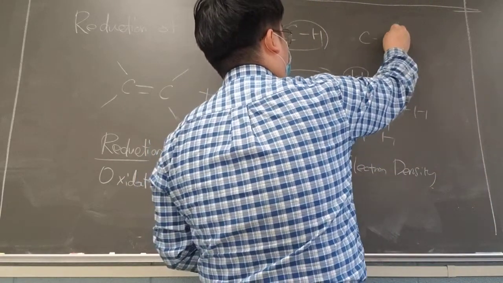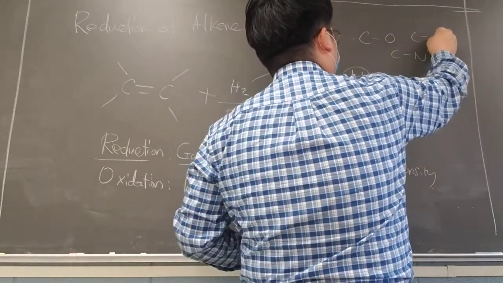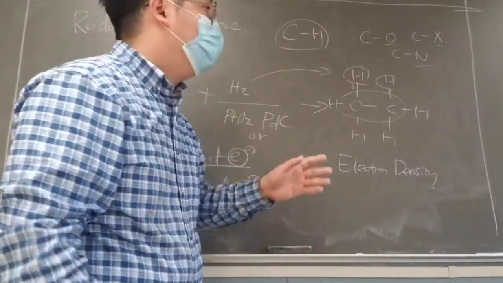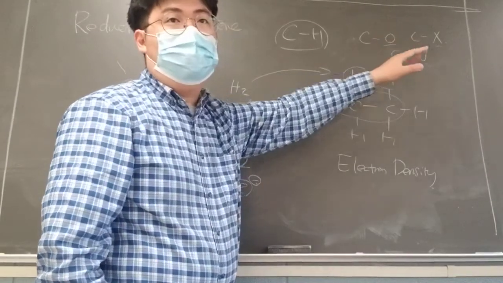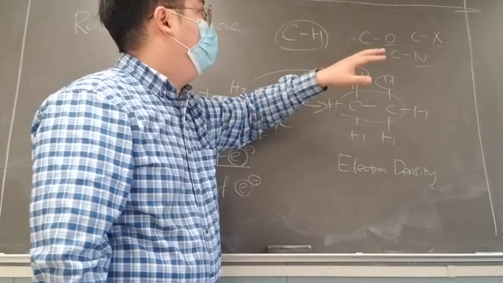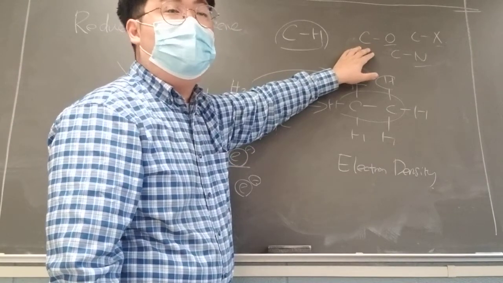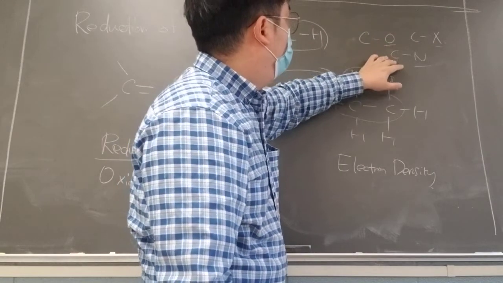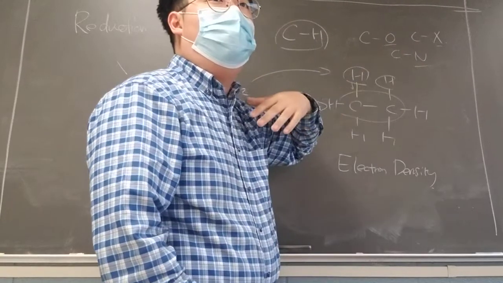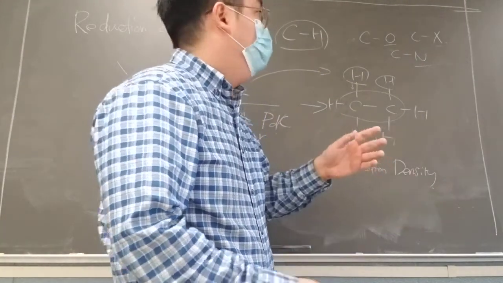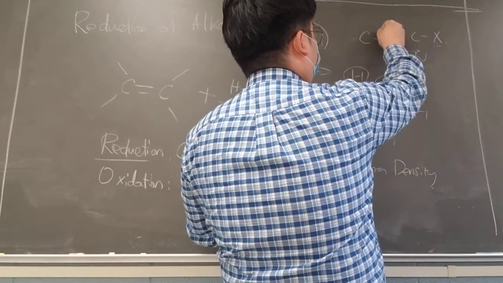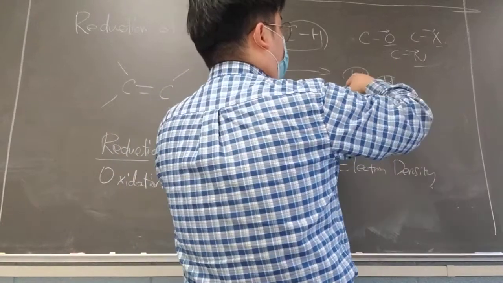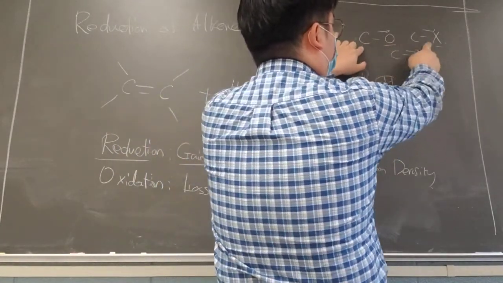It's the same thing the other way. If carbon makes a bond with something more electronegative, like oxygen or nitrogen, it lowers the electron density on carbon, because they are much stronger at pulling the electrons toward themselves. So if you have more bonds to these atoms, the compound is more oxidized, because they pull the electrons toward themselves and the carbon has a lower electron density around it.